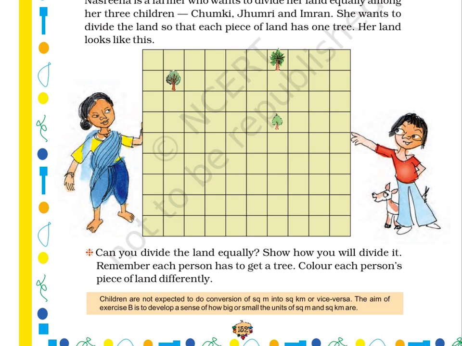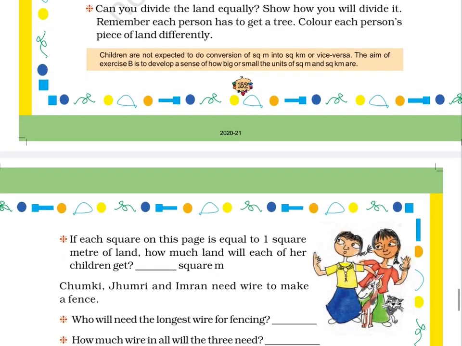For the teacher, children are not expected to do conversion of square meters into square kilometers or vice versa. The aim of exercise B is to develop a sense of how big or small the units of square meters and square kilometers are. Page 153.